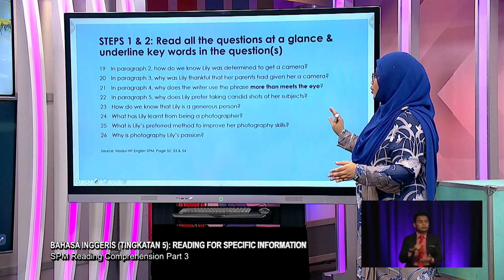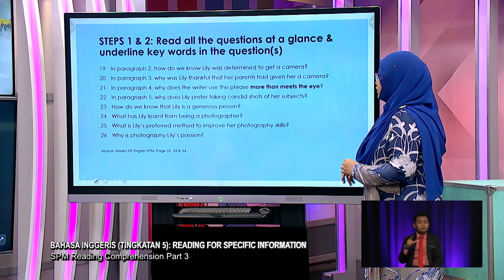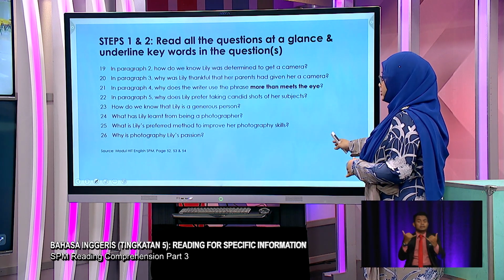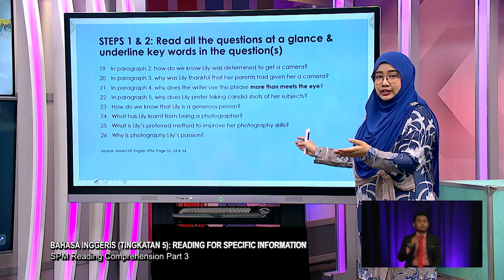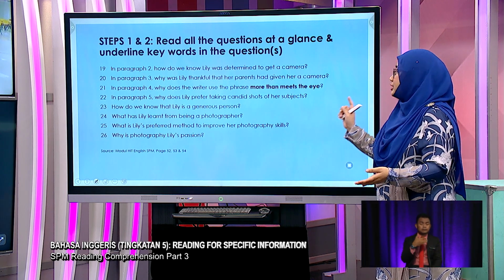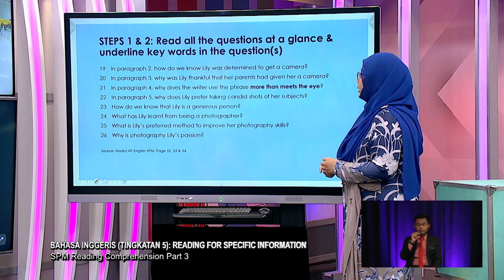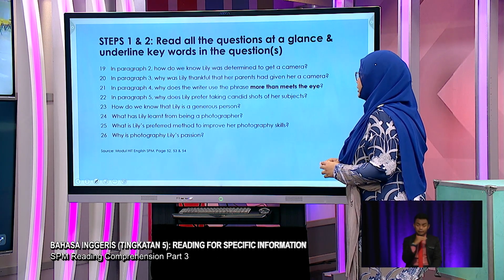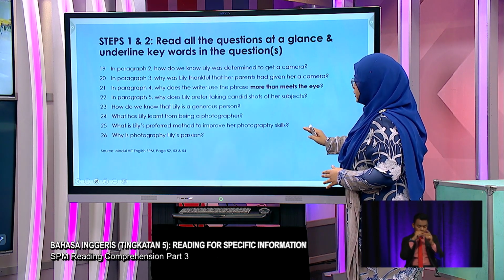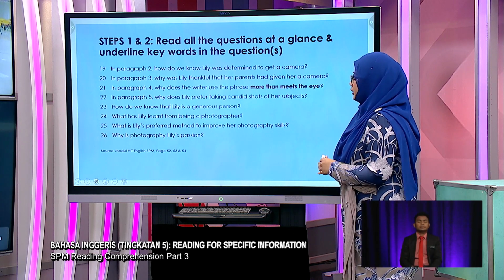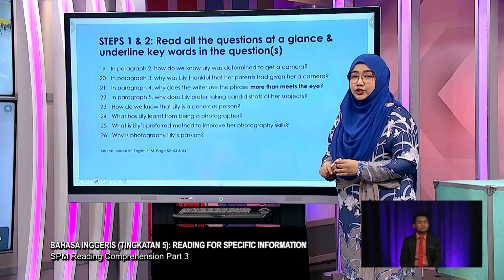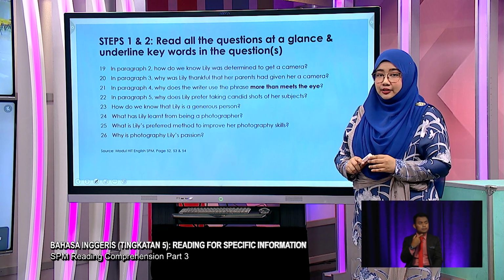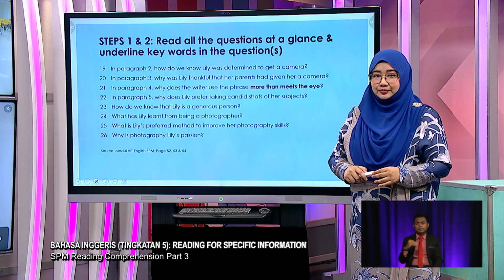Now it's steps 1 and 2, where we need to read all the questions at a glance. Before this, we have read the text at a glance. Now the questions. And we need to underline the keywords in the questions. Okay, so for questions 19 and 20, can I get somebody to read this and identify the keywords?